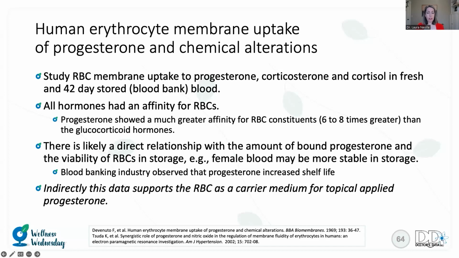The Red Cross looked at red blood cell membrane uptake of progesterone, but also corticosteroid and cortisol. All hormones, because they're all nonpolar, remember, had an affinity for the red blood cell membrane. That makes sense. But progesterone showed a much greater affinity for the red blood cells, 8 times greater than the cortisol. So that makes sense. Remember, progesterone is first on the list, right before cortisol.